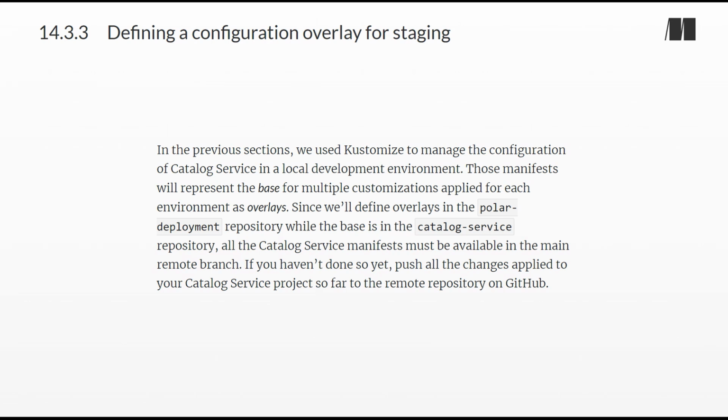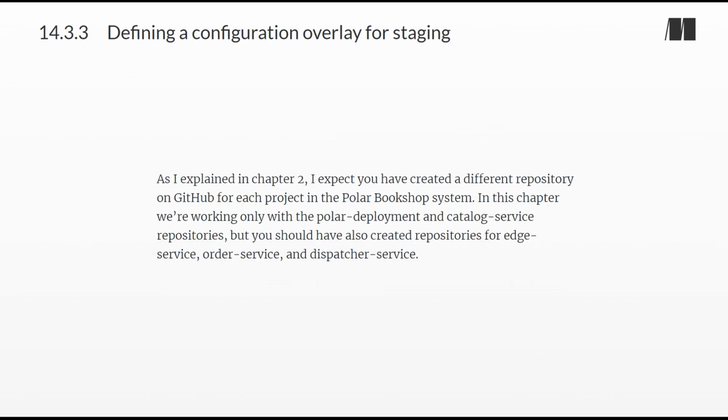If you haven't done so yet, push all the changes applied to your catalog service project so far to the remote repository on GitHub. Note: as I explained in Chapter 2, I expect you have created a different repository on GitHub for each project in the Polar Bookshop system. In this chapter, we're working only with the Polar deployment and catalog service repositories, but you should have also created repositories for Edge service, Order service, and Dispatcher service.